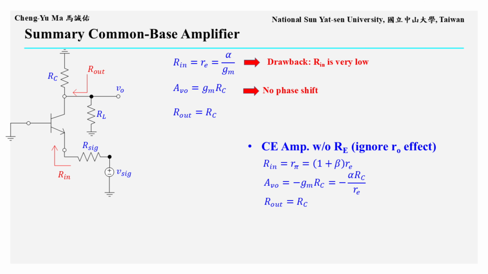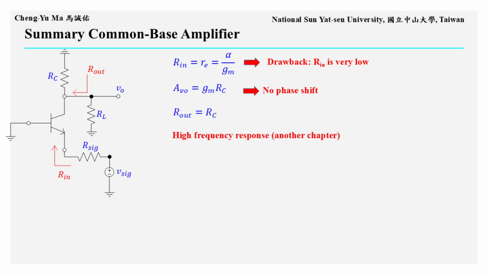However, its open circuit gain is similar to that of the CE amplifier, and it has no phase inversion. In other words, the output signal and the input signal are in phase. Finally, the common base amplifier also has good high-frequency response. We will discuss this point later in the frequency response chapter.